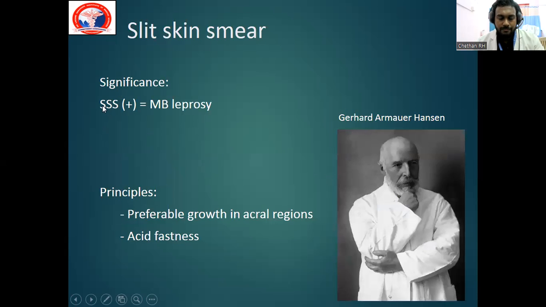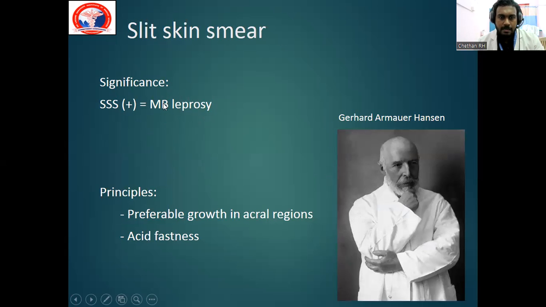So if at all for skin, how is the acid-fast staining useful? In skin, the main acid-fast bacilli which we will encounter is Lepra or Hansen's bacillus. So if there is positivity on the slit skin smear, if the acid-fast staining after a slit skin smear is positive, we will call it multibacillary leprosy.